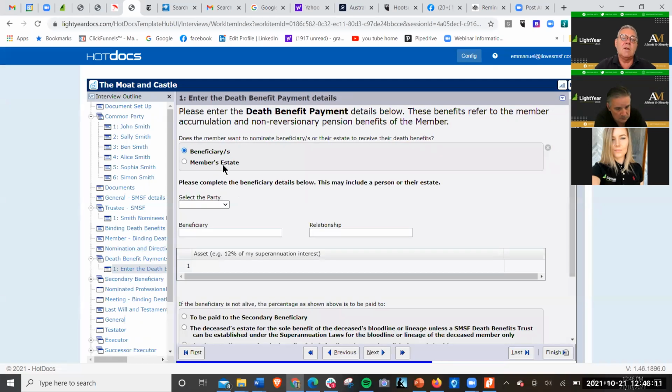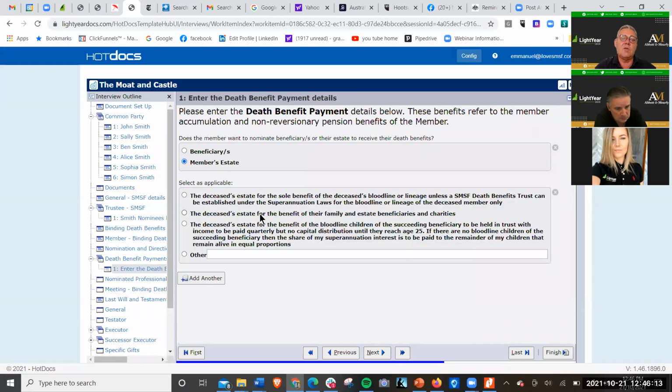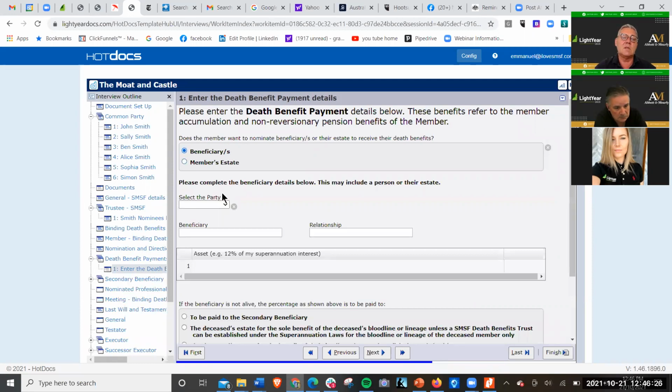So if I go to the estate, then there's a whole thing about, you can pay it through the bloodline, whatever, which is okay. But again, that's going through the super proceeds trust. It's going into the estate and it's subject to family provision. So there's no way in the world I would do that for this instance. So who's going to get the money?